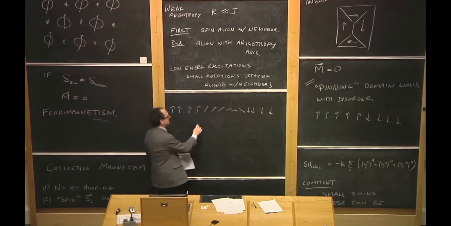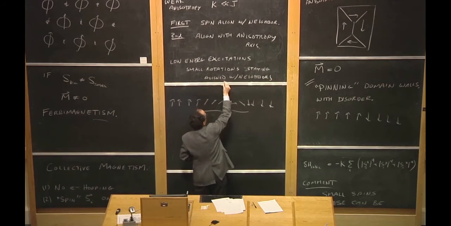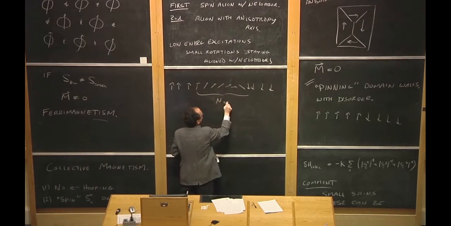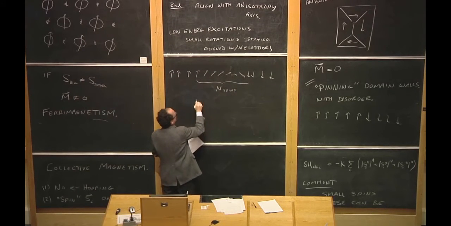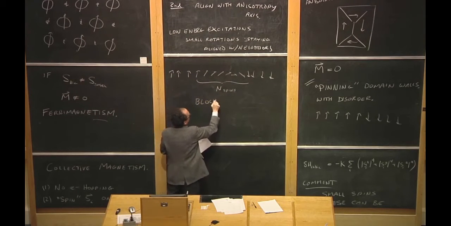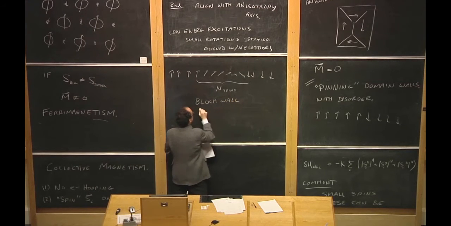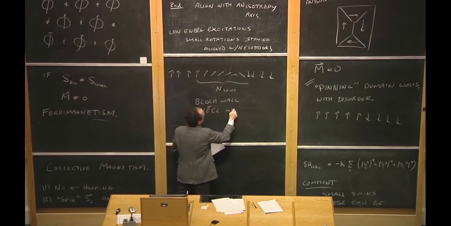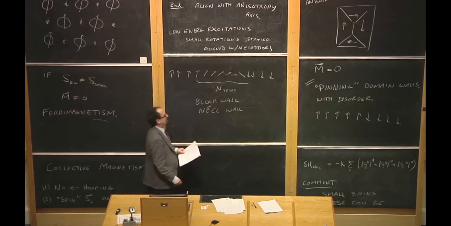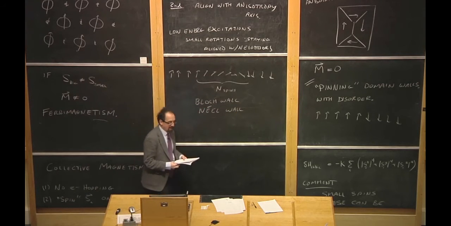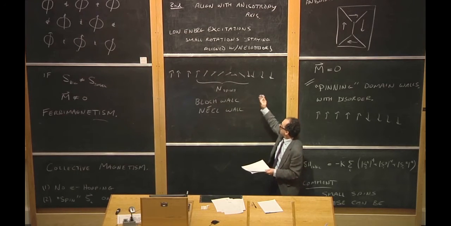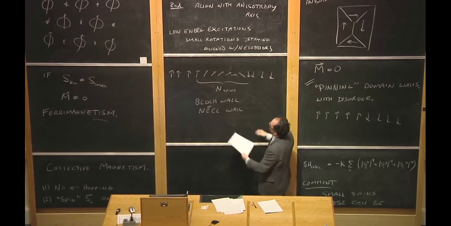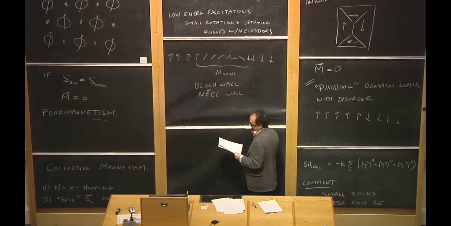Okay? And let's say this goes over n spins. Okay, I didn't draw that very well, but you get the idea. And this is what's known as a Bloch wall or a Néel wall, after Felix Bloch, the same Bloch's theorem guy, and Louis Néel, the guy who realized that we should have antiferromagnets. So let's try to calculate the energy and the width of this Bloch wall.